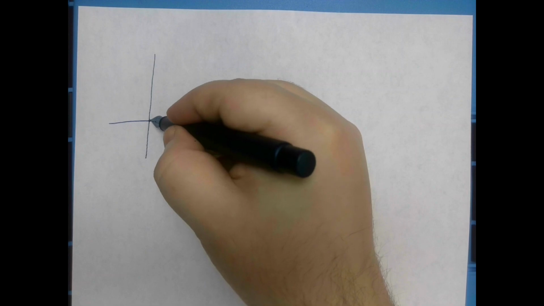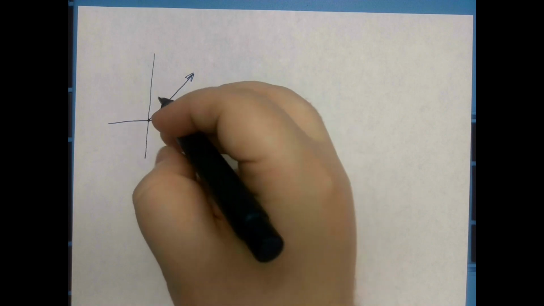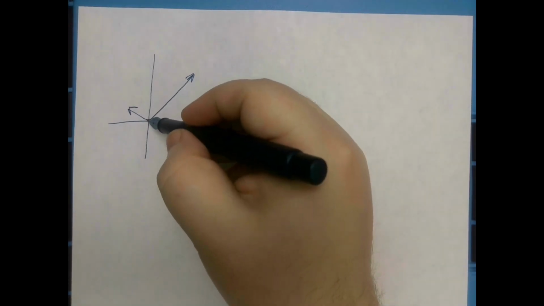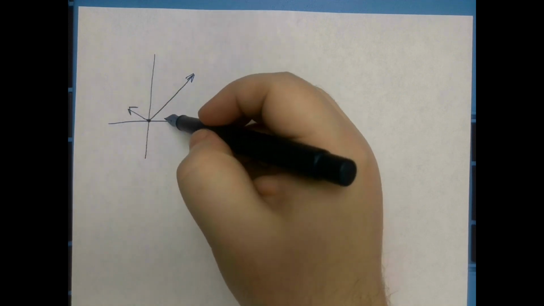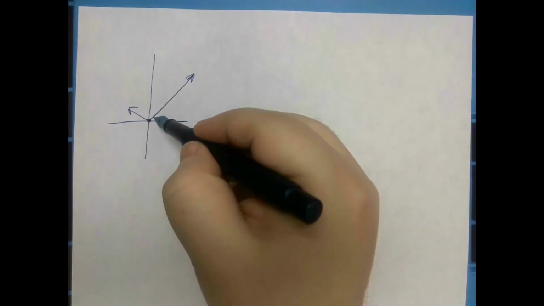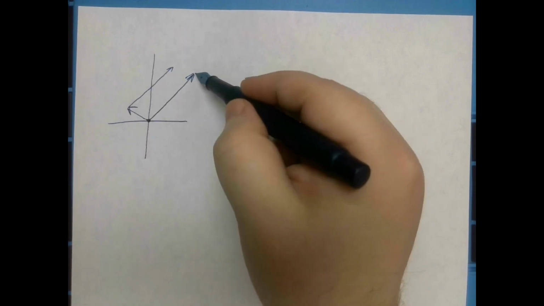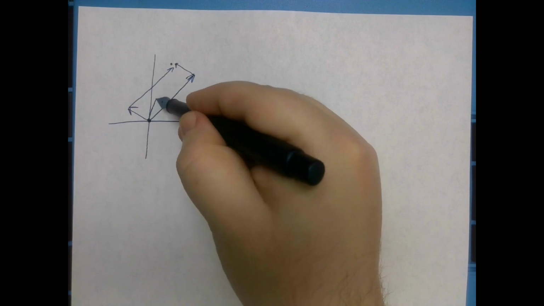So let's say I have a vector like this, and I'm adding to it this vector. You can move one vector to the head of the other one. So the arrow is the head, the non-arrow side is the tail. So I can either move this one over here, or I can move this one over here. And it makes a parallelogram. Where they meet is the new vector.